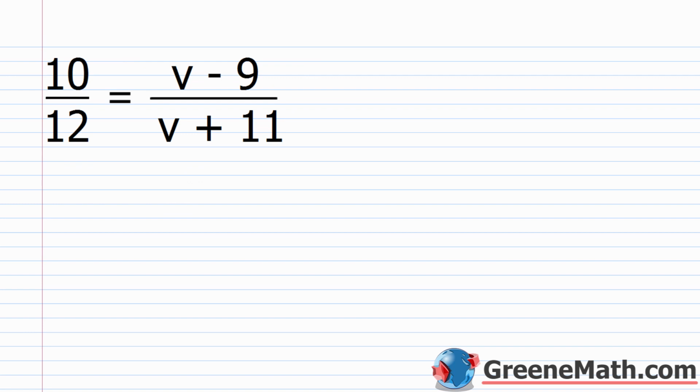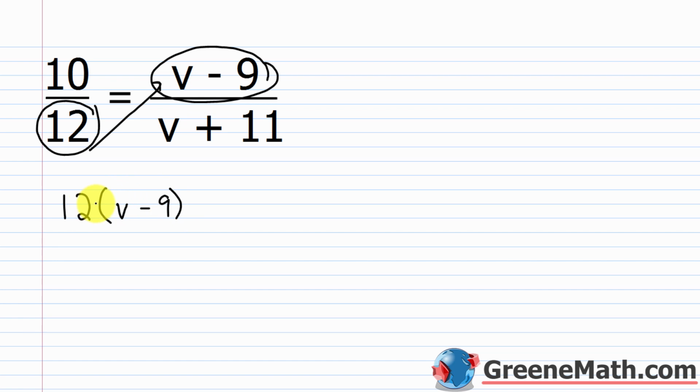All right, let's take a look at another one. So we have 10 over 12 is equal to (v minus 9) over (v plus 11). So again, I'm going to take this denominator, multiply it by this numerator. And this numerator here is a quantity. So 12 times the quantity v minus 9. Again, make sure you use parentheses around v minus 9.